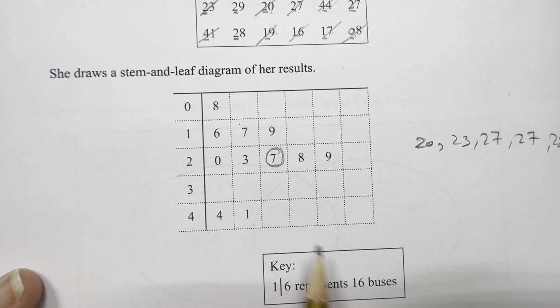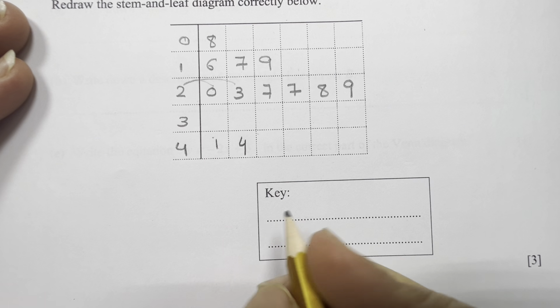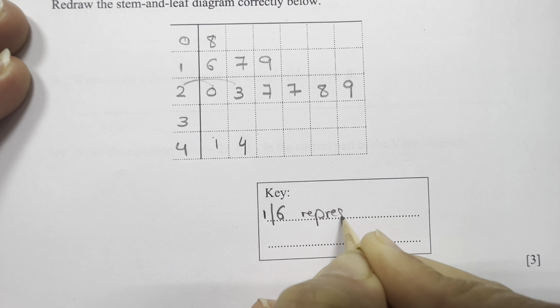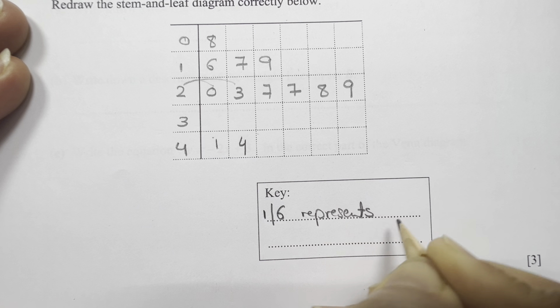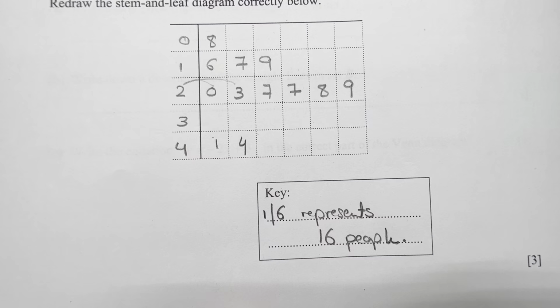Then the key, what? Here, 1, 6 represents 16 buses. Let's read the question again. Lily counts the number of people. So this is not buses, it is people. So here, the key, I can write the same. Here, represent 16 people. And that's it.